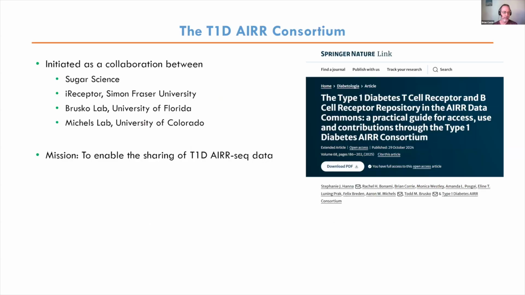So the T1D AIR Consortium is kind of a similar initiative to that. As Monica mentioned, it was initiated through the Sugar Science and iReceptor, talking about type 1 diabetes. We started talking to Todd Brusco and Aaron Michelle at the University of Florida and the University of Colorado, respectively, to basically coalesce the community of T1D researchers to share their data. To that end, we created the Type 1 Diabetes AIR Consortium. The mission of that consortium is to enable the sharing of type 1 diabetes AIR-seq data to better understand disease and disease progression.